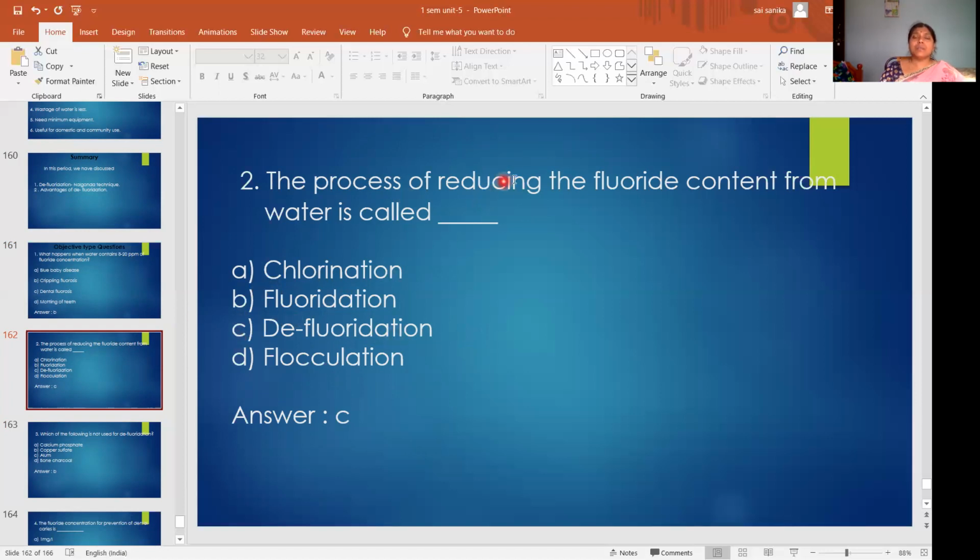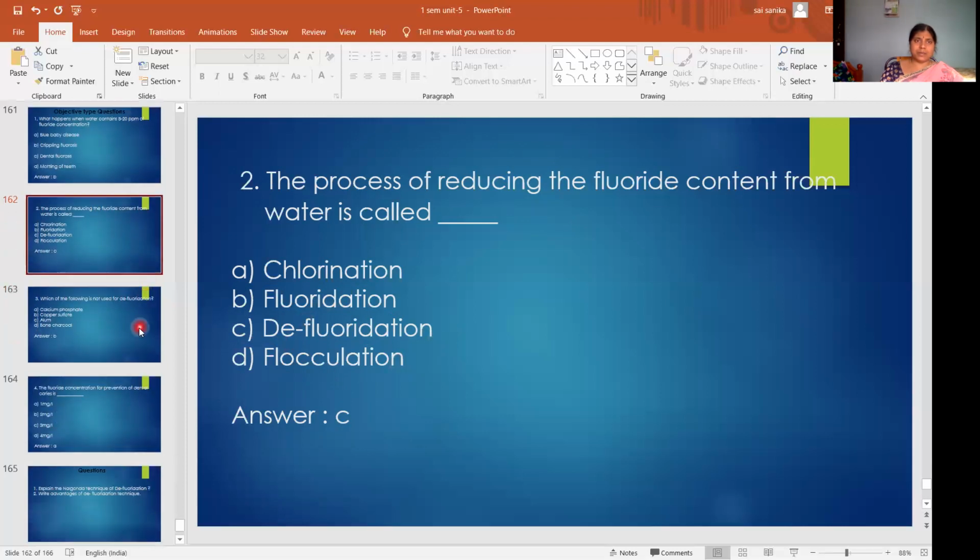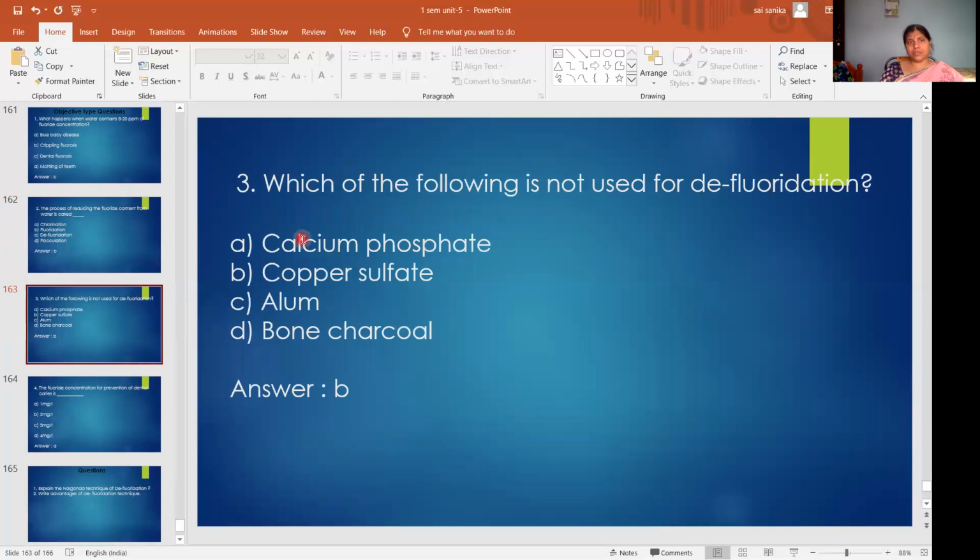Reducing means decreasing. We are decreasing the fluoride content from the water. So what is the answer? D, defluoridation. De means removal. Reducing means decreasing, removing. So how will you decrease? By removing the fluoride from the water, only then can we reduce the fluoride content. So the option is D, defluoridation.